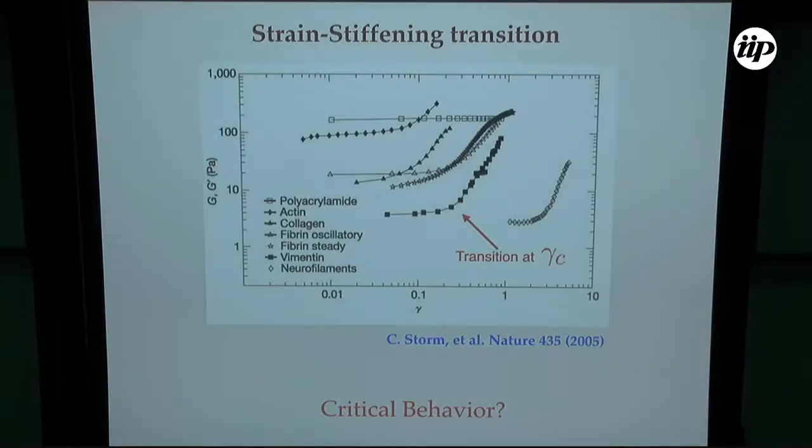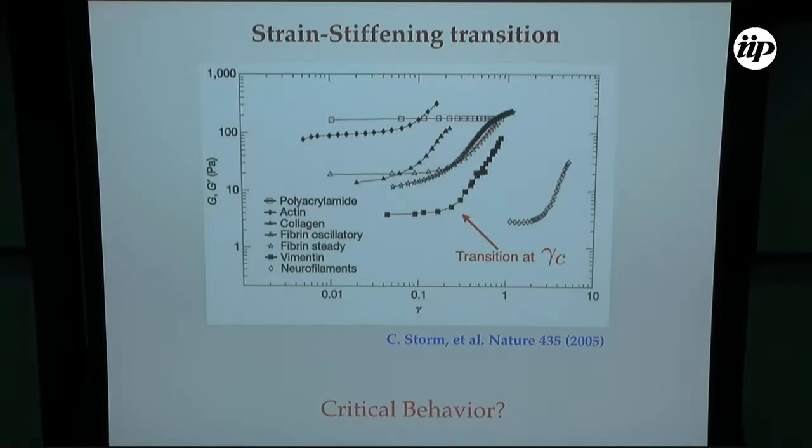And this is what was observed, in the first paper related to this field, in 2005. What they observed for several of these semi-flexible networks is that the shear modulus remained constant or almost constant up to some critical or transition strain, at which it starts to increase very fast. This is not for all of them. You can see that for this network, for instance, it doesn't change a lot. Well, maybe something happened here, but for most of these systems, you see this kind of transition.